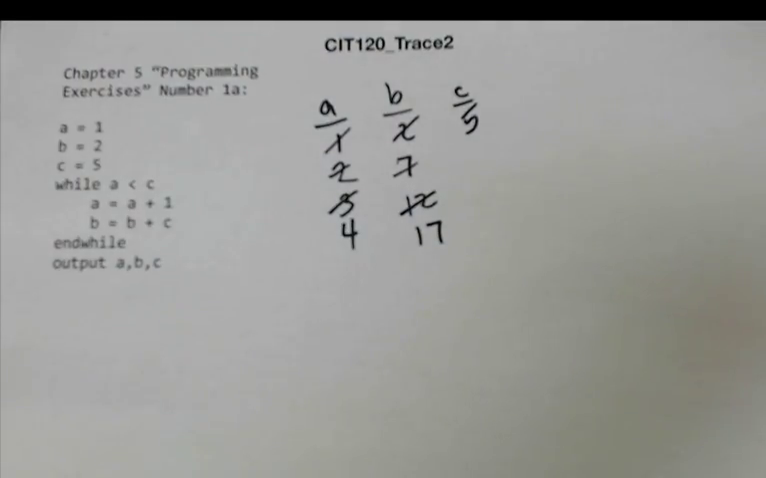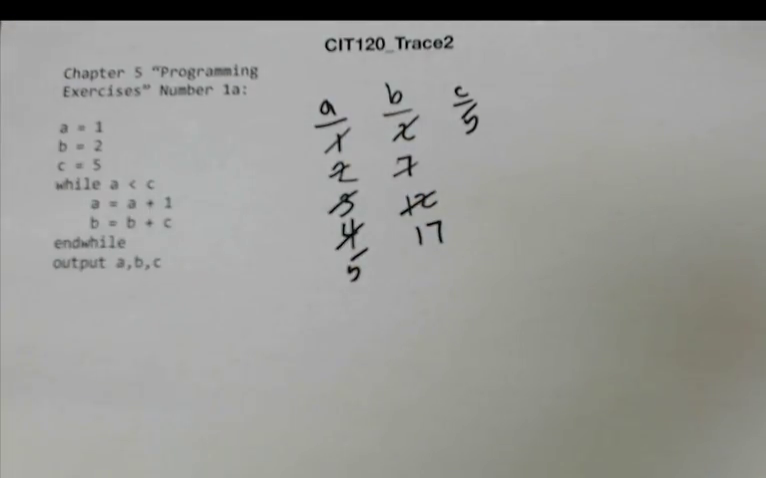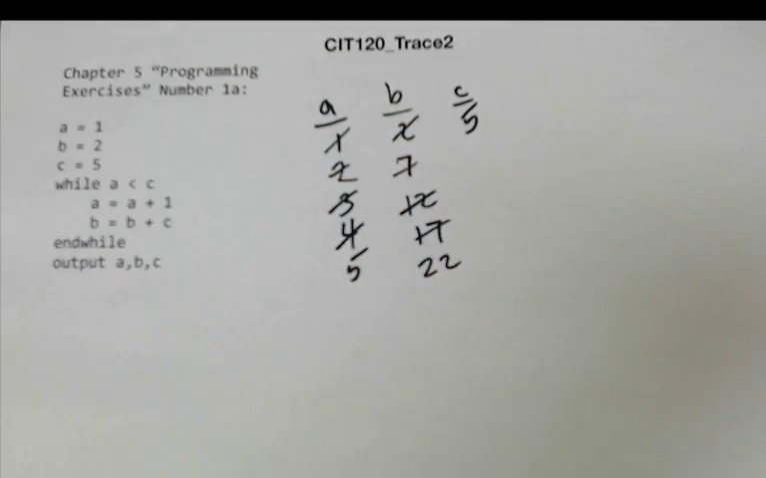We hit the end while, so we go back to the top of the while loop. Is 4 less than 5? That is still true. So we increment A. We add B and C together and get 22, and we store that 22 in B. We hit the end while. So we go up to the top and we say, is 5 less than 5? That is false, so we fall out of the loop.